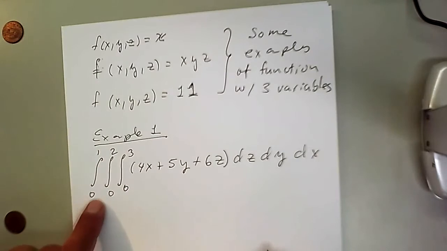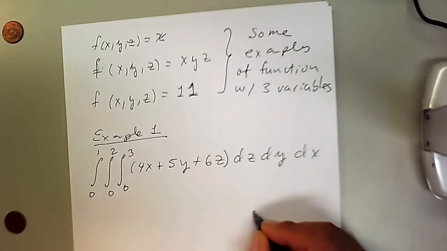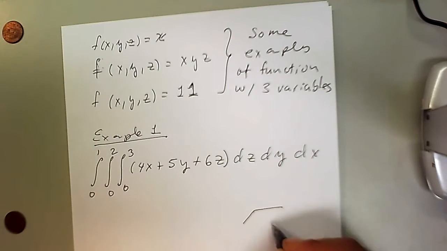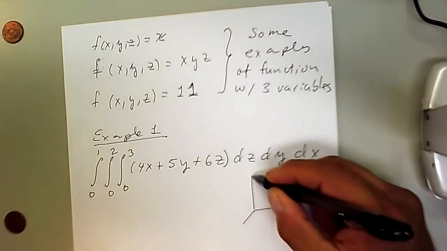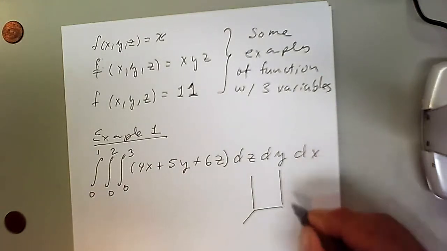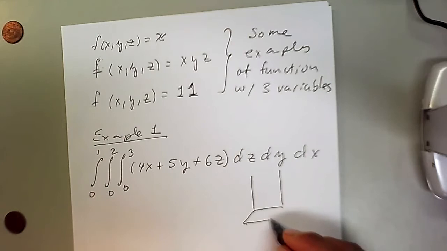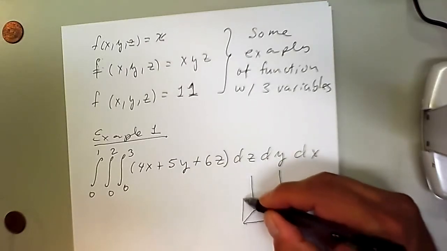So this tells us that we are integrating over a box, and the box is 1 unit in the x direction, 2 units in the y direction, and then 3 units in the z direction. So if we extend that and form this parallelepiped, again, this is 1, 2, and then we're going to go up to 3.